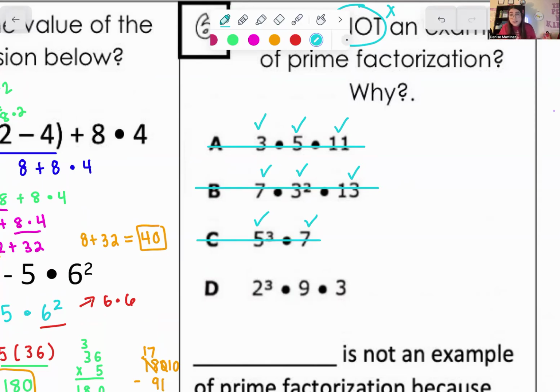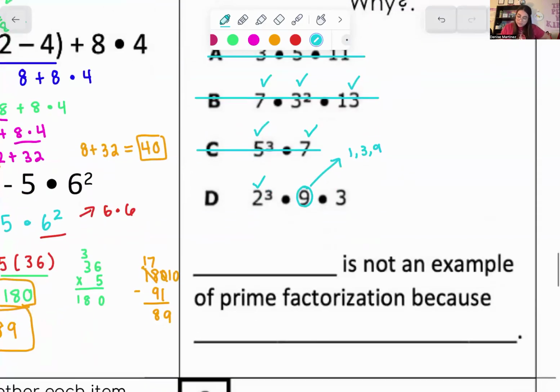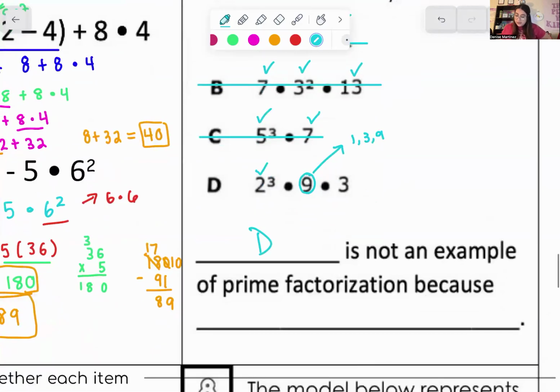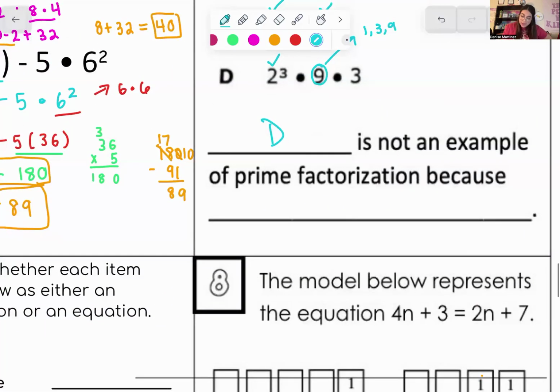Let's see why D is the right answer, or which one is not prime factorization. 2 is prime. 9 is not prime. Just because it's odd doesn't mean it's prime. 9, I can divide it by 1, 3, and 9. So it has that extra factor in there that doesn't make it prime. So D is not an example of prime factorization because 9 is not prime.